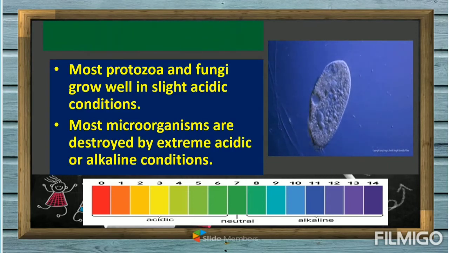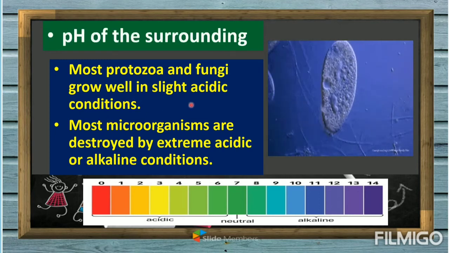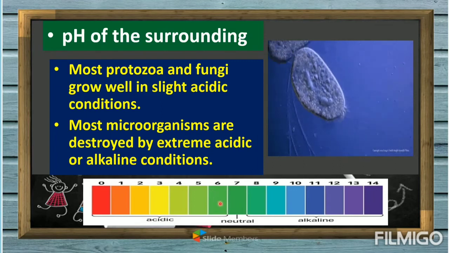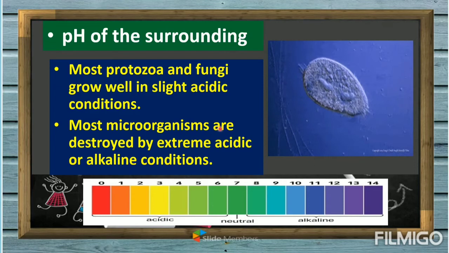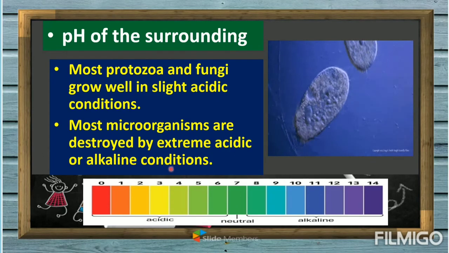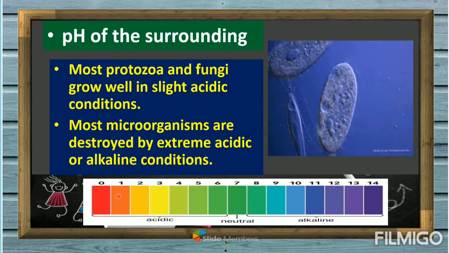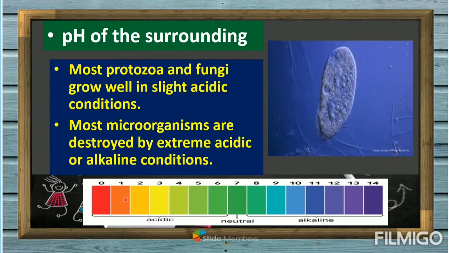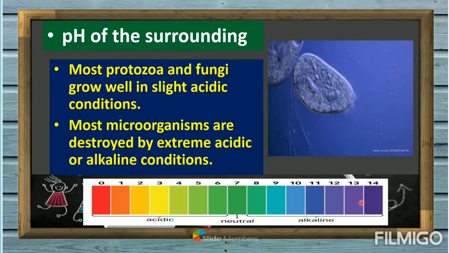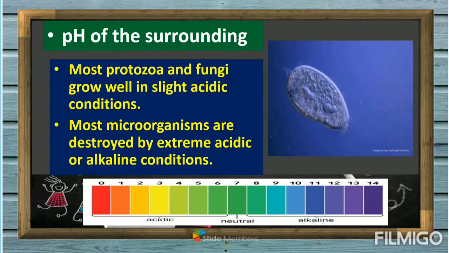Most protozoa and fungi grow well in slightly acidic conditions. When we say slightly acidic, maybe a pH of 7 or 6. Most microorganisms are destroyed by extreme acidic or extreme alkaline conditions. When we say extreme acidic, meaning the pH number is 0 and 1. So this one is extreme acidity. And then extreme alkalinity or base is from number 13 to 14.